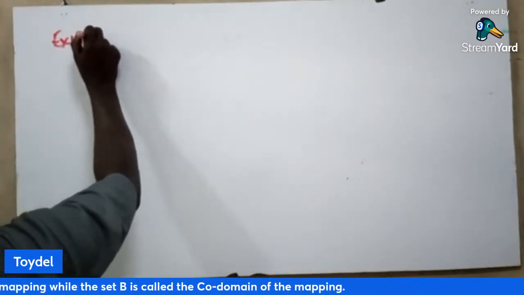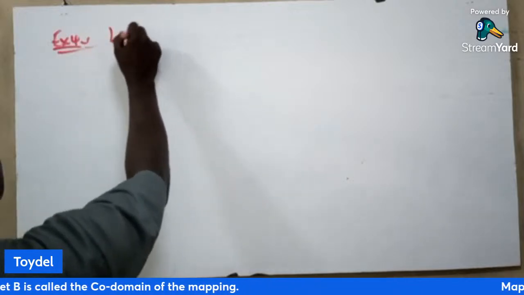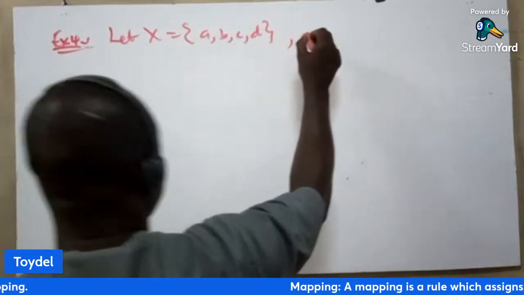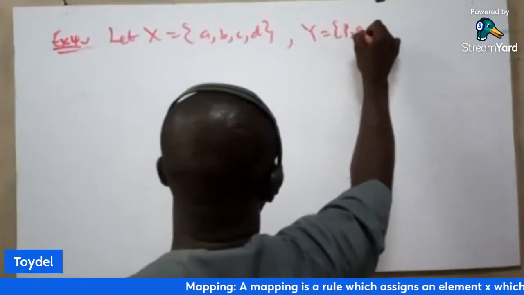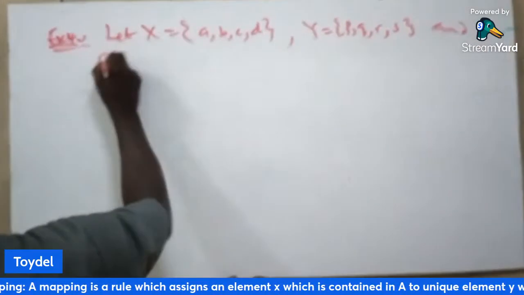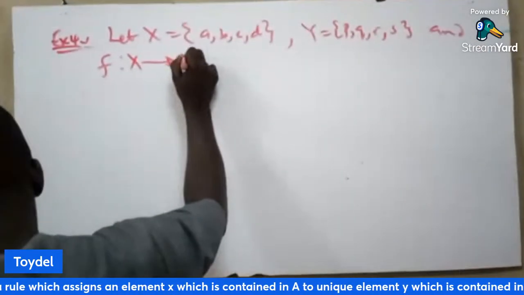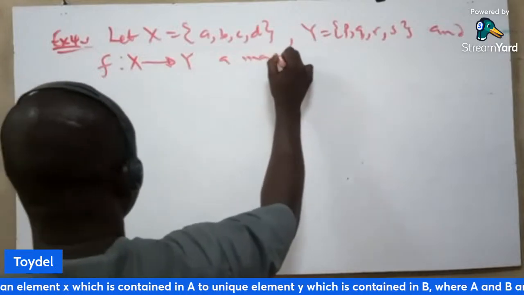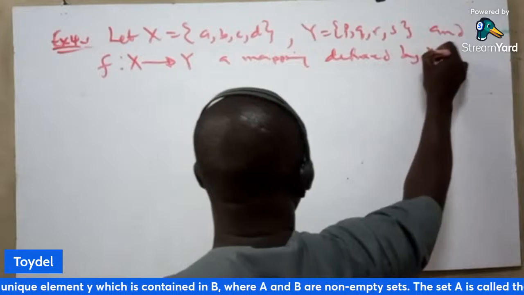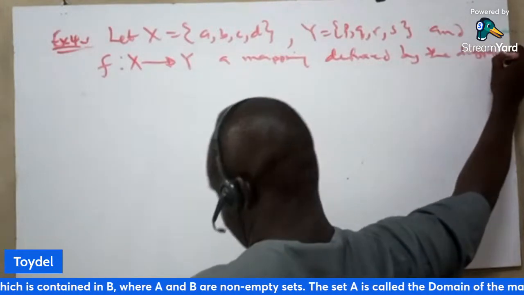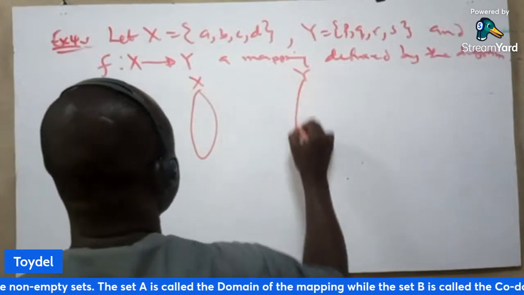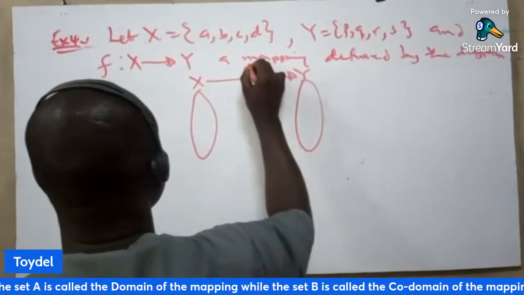Let's say example 4. In this case, the question says, let x equal to {a, b, c, d}, and y is equal to {p, q, r, s}, and relation f from x to y, a mapping defined by the diagram. This is x and this is y. So this relation is f.